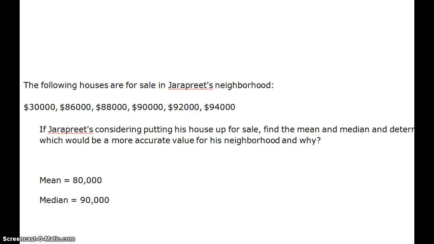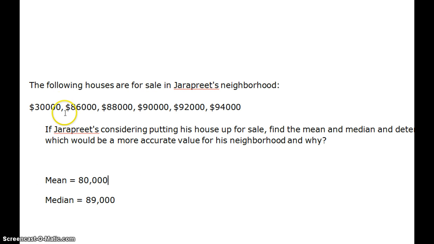Alright, for this one, here's the houses in the neighborhood. Here's the mean, add them all up, divide by 6, 80,000. The median's the one in the middle, which looks like I did that wrong. These two are in the middle, so average those two and you get 89,000. Okay. So which one gives a better, more accurate value for his neighborhood and why?